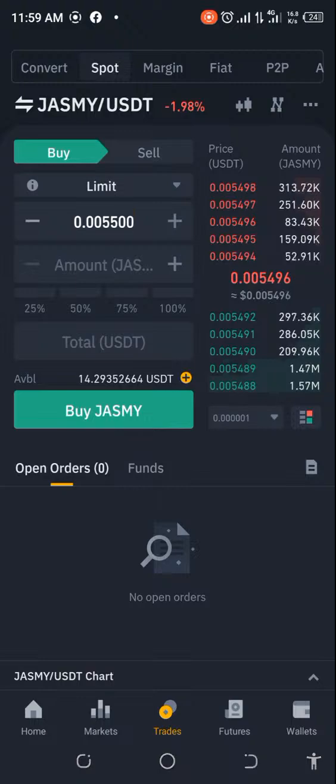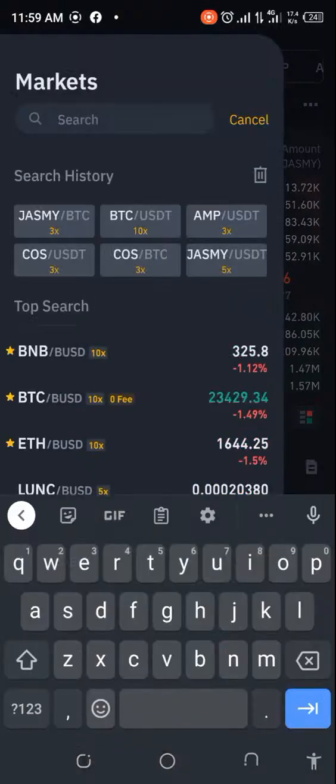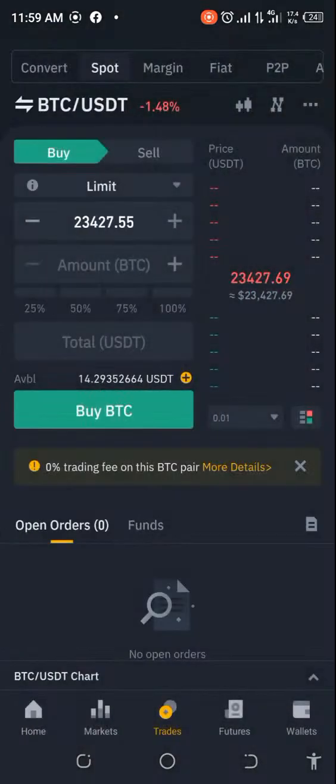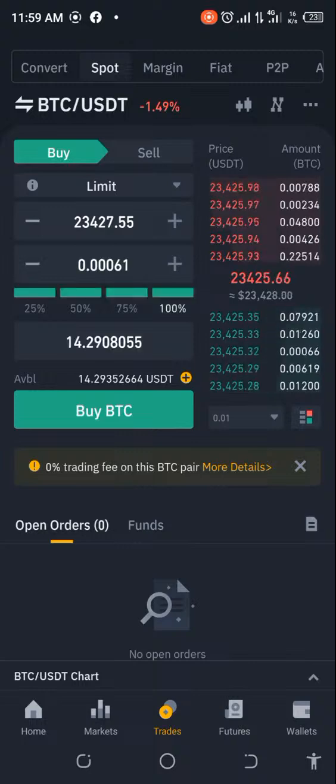So first of all, I'll have to buy BTC. It's important that we simulate first, because that's going to help us know what we're doing. So I'm going to simulate this. Let's do 100%, and what we have is 0.0061. I'm going to copy that.